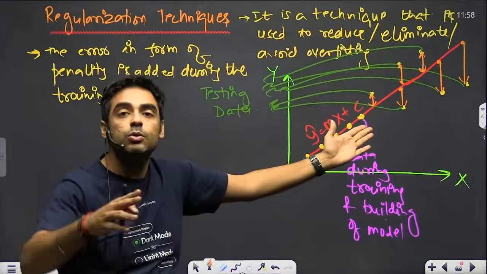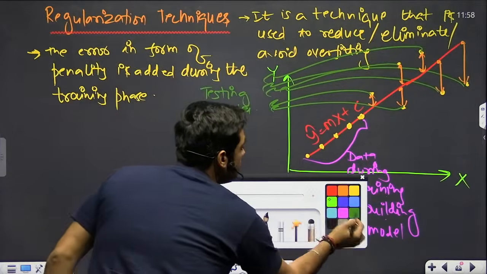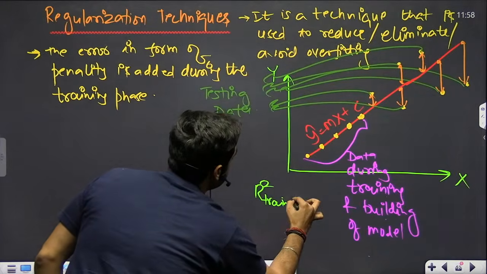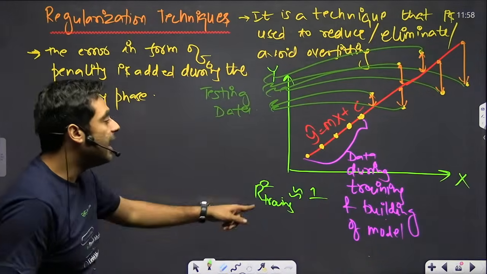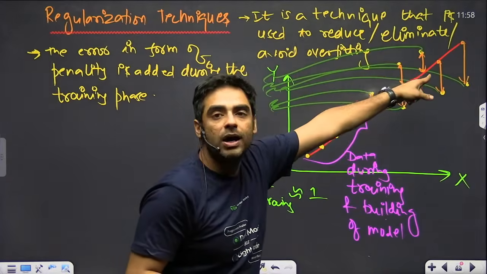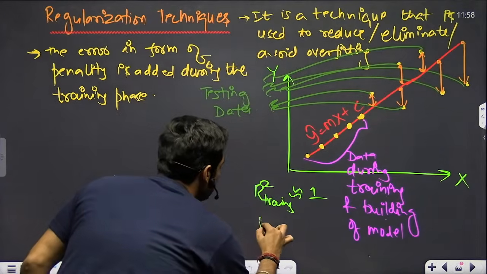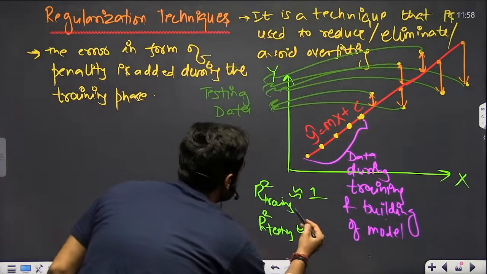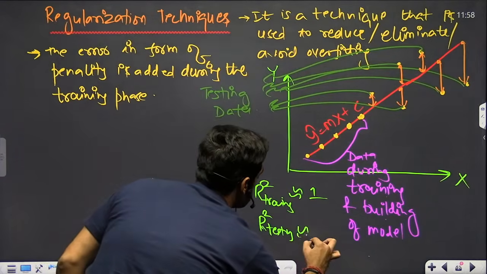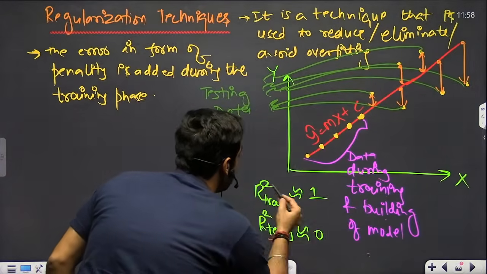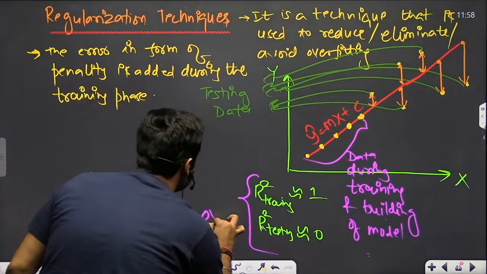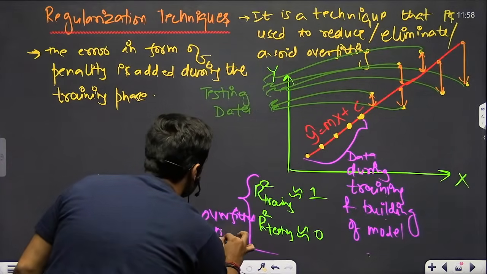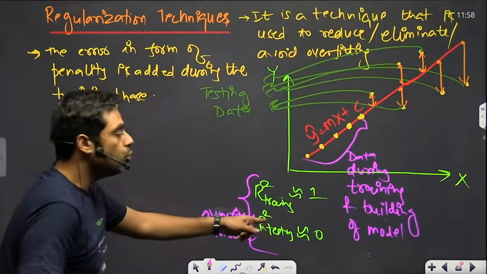Here the R square value is very high. Just for an example, the R square value during training is close to 1. And when I saw the R square value during testing, it is close to 0. That means this is an overfitted model.